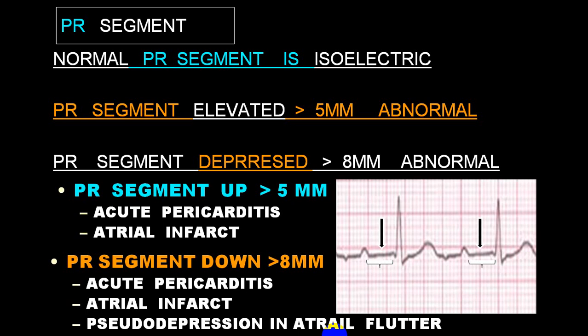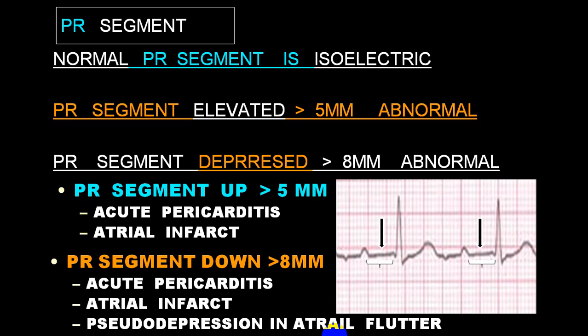Now this segment means from the end of the P wave till the beginning of the QRS complex. It does not include the P wave. When you include from the beginning of the P wave till the QRS complex, we call it a PR interval. But this PR segment is usually isoelectric.